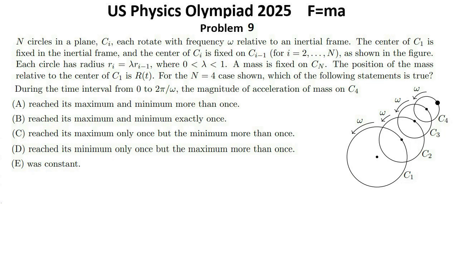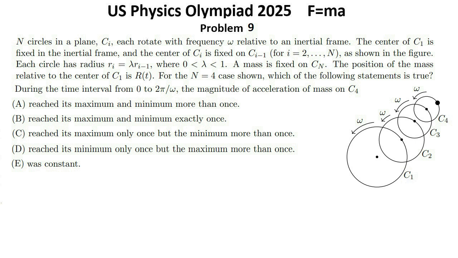Problem number 9. N circles in a plane, Ci, each rotate with frequency omega relative to an inertial frame. The center of C1 is fixed in the inertial frame, and the center of Ci is fixed on Ci-1, for i equal 2, etc. till n, as shown in the figure. Each circle has radius Ri equals lambda Ri-1, where 0 less than lambda less than 1. A mass is fixed on Cn.